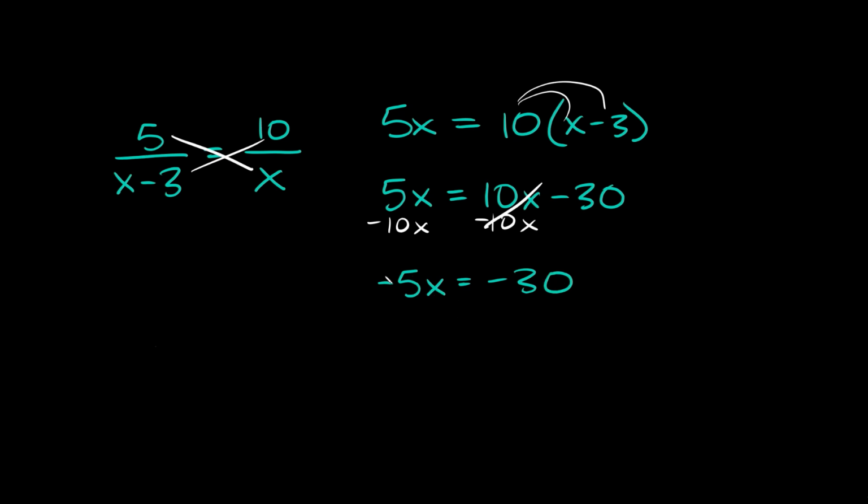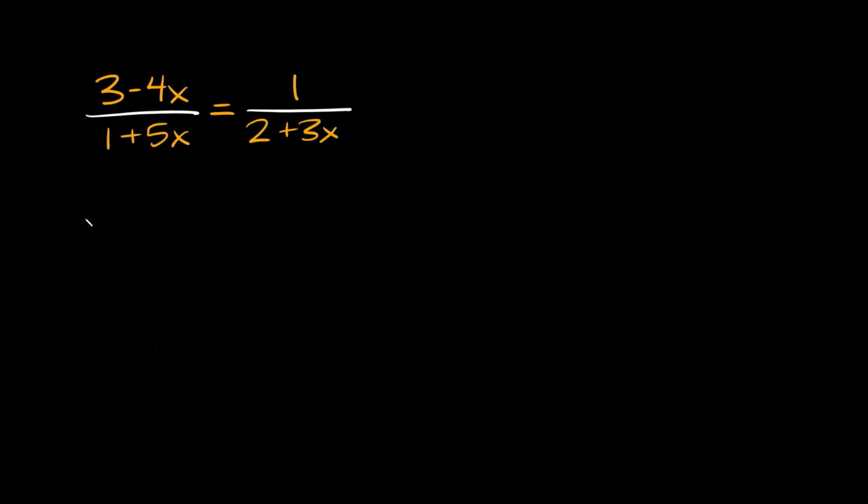So here, solving for x, we can divide both sides by negative 5. Boom. So then here, we're left with x is equal to 30 divided by 5 is 6, and a negative divided by a negative is a positive, right? So we get x is equal to positive 6. Boom. All right, now this example gets a little bit more complicated. So here we have 3 minus 4x over 1 plus 5x is equal to 1 over 2 plus 3x.